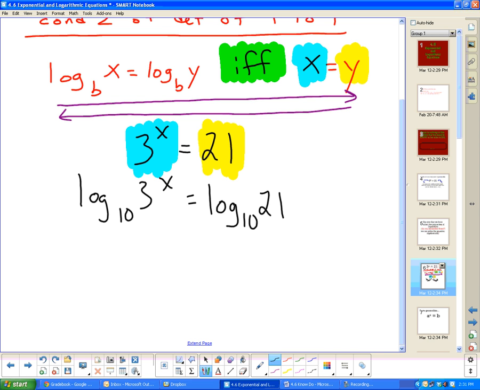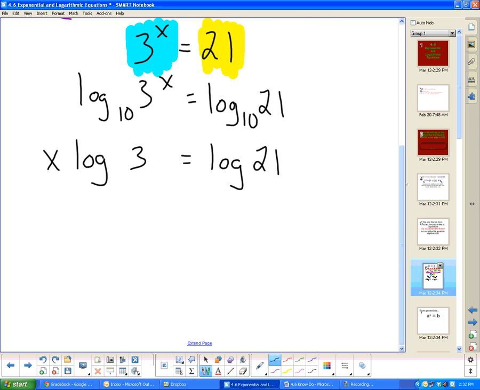Now, if I look at the left side of my current equation, I see the 3 to the x is the input. We had a property last section that allows me to rewrite the left side of that equation as x times the common logarithm of 3. I'm not going to write the subscript of 10 here. We understand that to be a common logarithm. Equals the common logarithm of 21. So now I have x times the common logarithm of 3 equal to the common logarithm of 21. If I take both sides divided by the common logarithm of 3, I will have x equals the common logarithm of 21 divided by the common logarithm of 3.